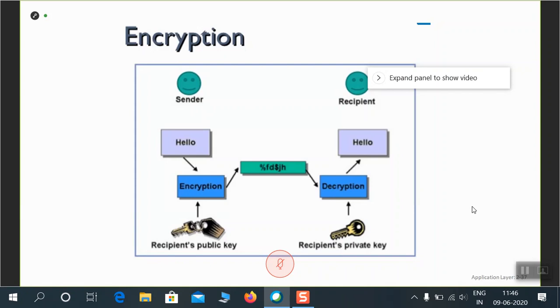Now there might be a question: like other layers, do they do security as well? Yes. If you remember, when we did IP, we had IPsec, that is IP security. So not all the encryption, decryption, or security features would be added by the presentation layer. There are some lower layer protocols also which take care of security. An example is IPsec, that is IP security.